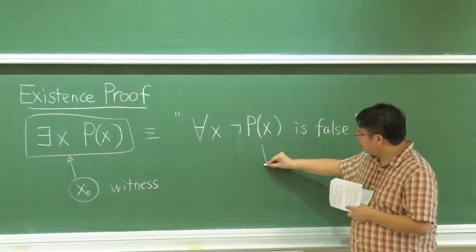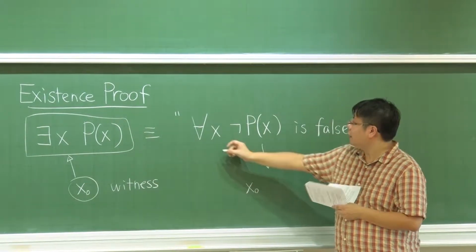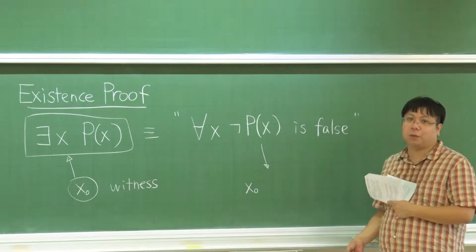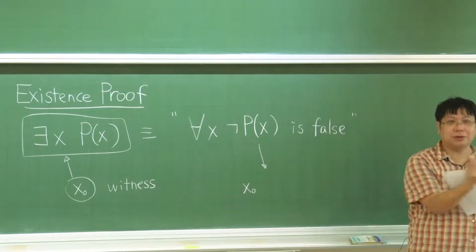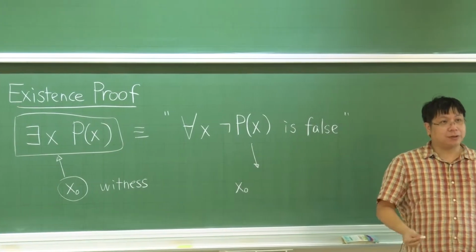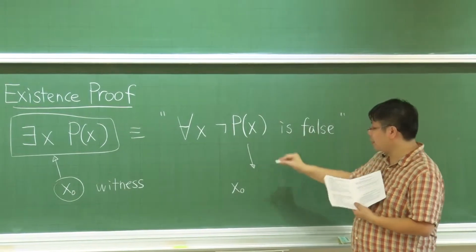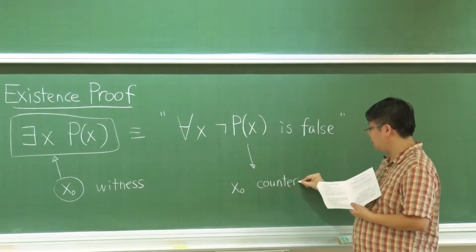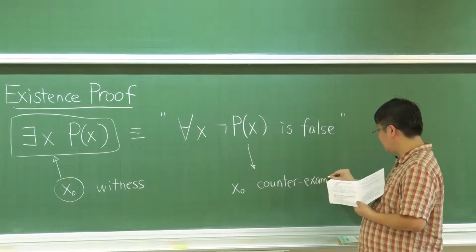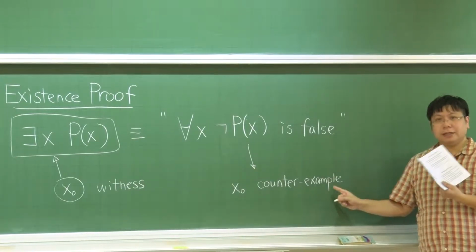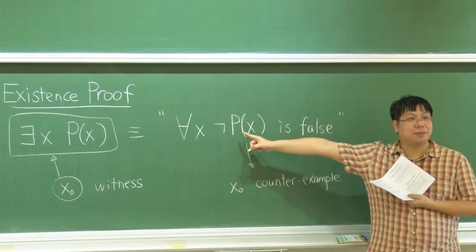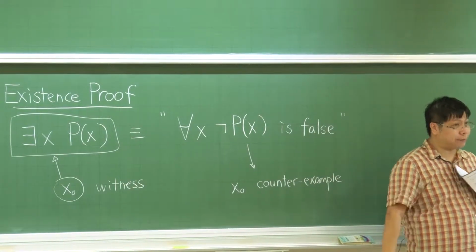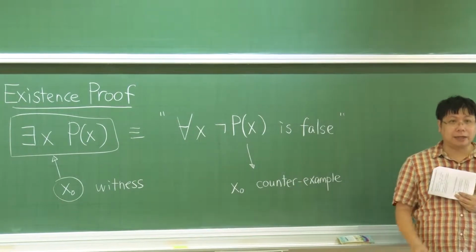If a certain x0 makes this one false, then we give it another name. We don't call it a witness. A witness is something that proves something to be true. When we prove something to be false, the witness for proving something to be false, we call it a counterexample. This is an example that's counter to your argument, that is against your argument. We find an example which shows that your statement is false. Then in that case, this is a counterexample.